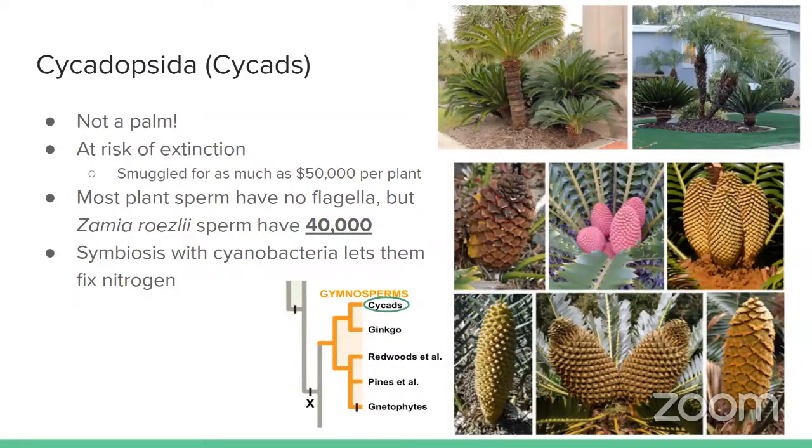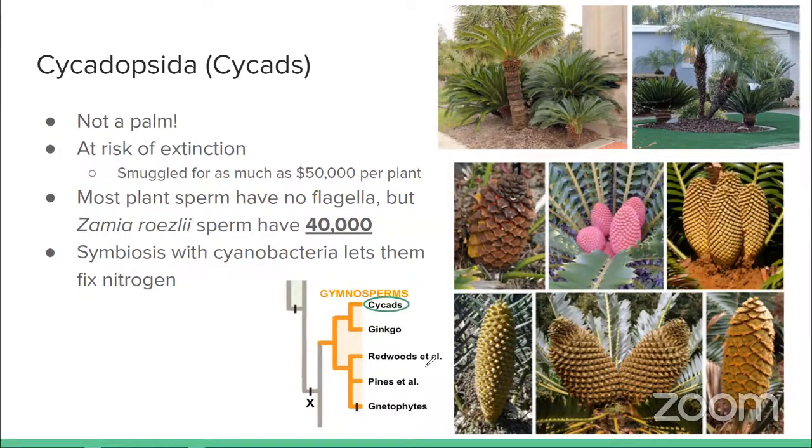So now we're going to walk through some of our other groups of gymnosperms. Okay, so we were talking about the conifers. So this would be the pines, and the redwoods may or may not be a separate group, again, depending on what phylogeny we're looking at. All right. So now we're going to talk about our cycads and ginkgo, which may or may not be sister groups to each other. Okay. So we're going to start with the cycad.